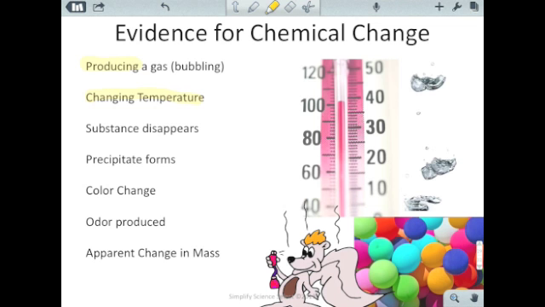We could have an endothermic or exothermic reaction, and that would change the temperature. The substances disappear. A precipitate forms. That's when we put two liquids together and a solid, kind of clumpy stuff forms on the bottom. We have a color change, or an odor produced, or apparent change in the mass. The main thing with both physical and chemical is it's not just seeing one of these, but it's seeing a combination of these, and you have to look at what is actually happening.